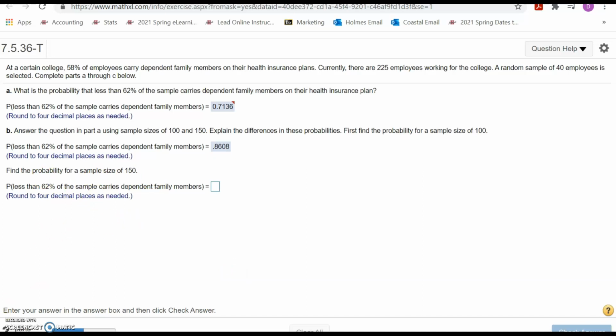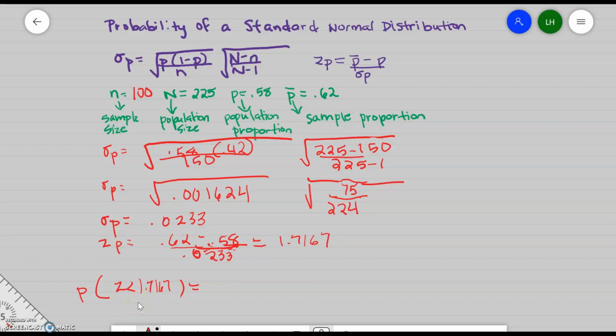So you're going to do the same thing except change 100 to 150. Okay, and then for the sample size of 150, all we need to change is 150 for n and plug it in, and you will get 0.0233 for the standard error of the proportion and 1.7167 for the z value. Now you can pause the video, work it out, and make sure you get those two numbers.